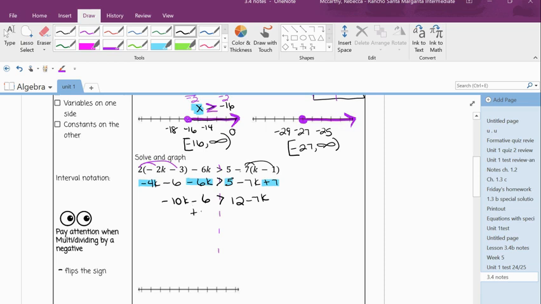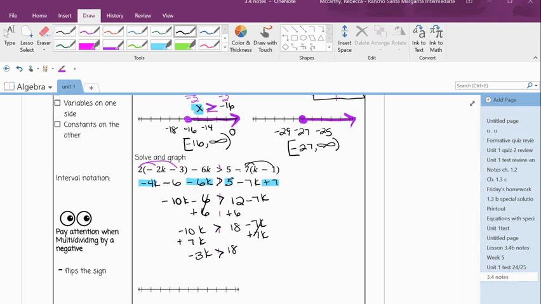So now I'm going to add 6 to both sides, and I get negative 10k is greater than 18 minus 7k. I guess I should have done my variables first, but I didn't. As long as I do the same thing to both sides, I'm good. And I get negative 3k on this side, and on this side I have 18.